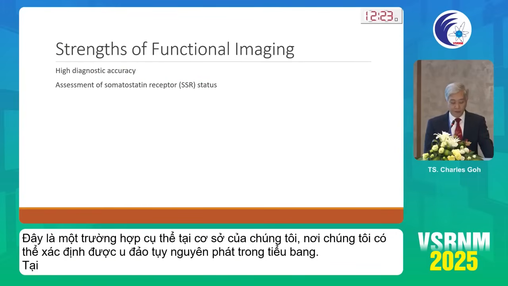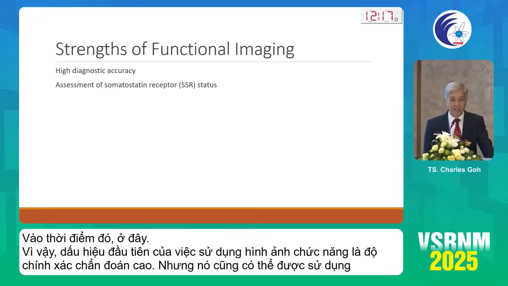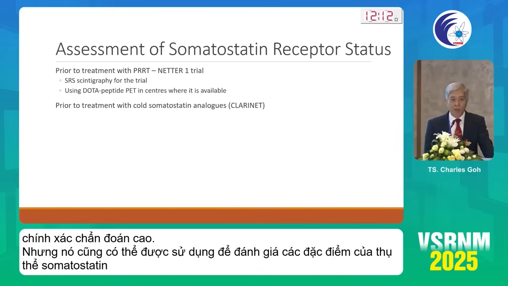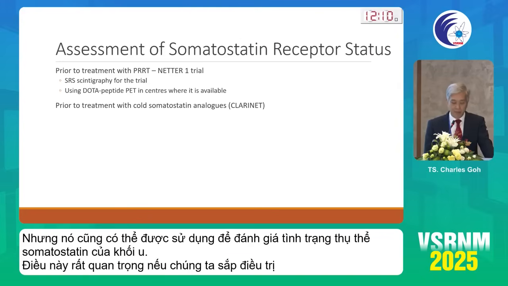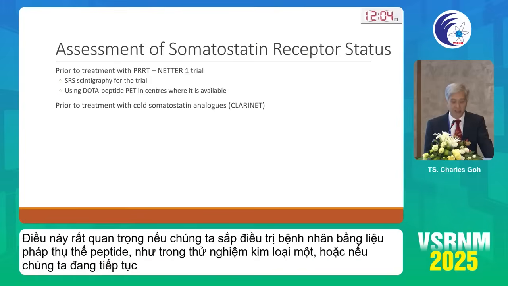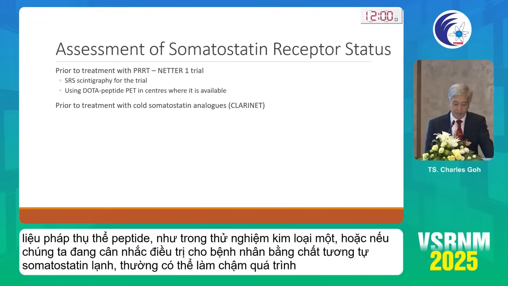So the first strength of using functional imaging is the high diagnostic accuracy, but it can also be used to assess somatostatin receptor status of the tumors. This is important if we are about to treat the patient using peptide receptor radionuclide therapy, as in the NETTER-1 trial, or if we are considering treating the patient with cold somatostatin analogs, which can often slow the progression of the disease, as in the CLARINET trial.